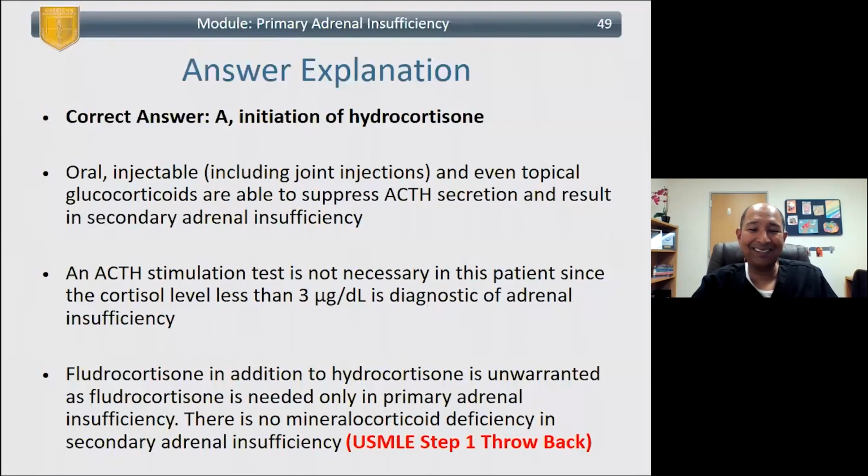So I put this right here. I apologize. I know you're mad at me. I put down USMLE Step 1 throwback.